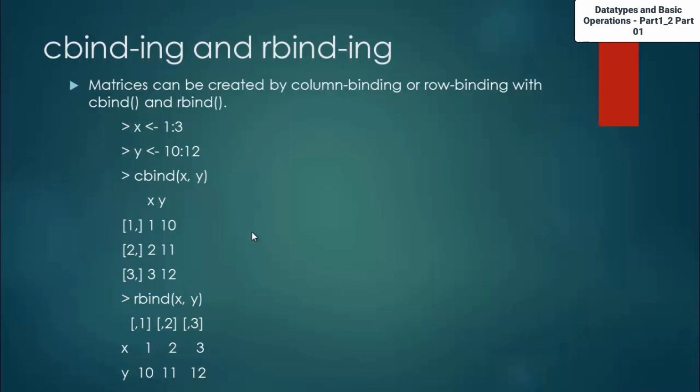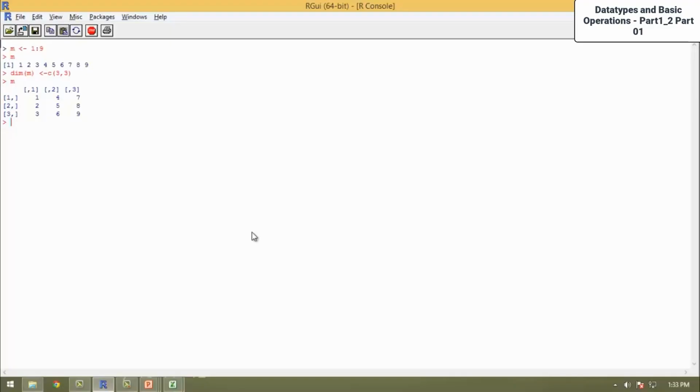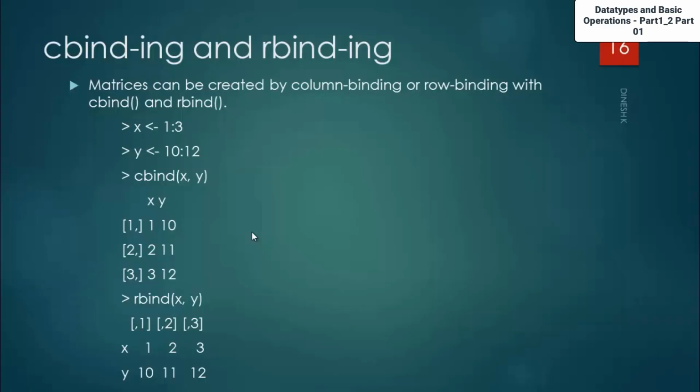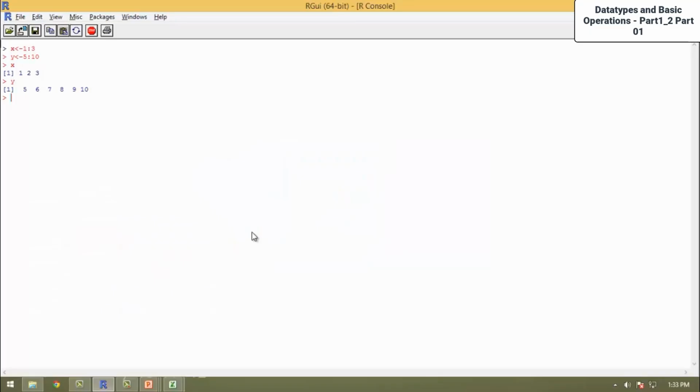Let's say there are two integer vectors, x which contains the values 1 to 3 and y which contains 5 to 10. Now when you display x, it will show you 1 to 3, and when you display y, it will show you 5, 6, 7, 8, 9 and 10. Now I want to create a matrix which will contain the values of x and y in columns. How can I do that? If I use cbind of x comma y, it will give me this.